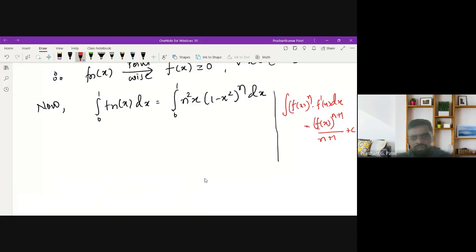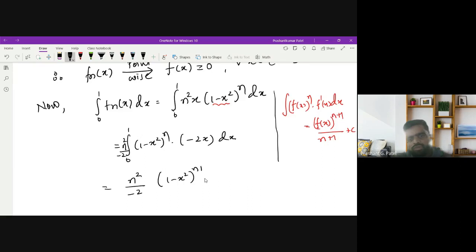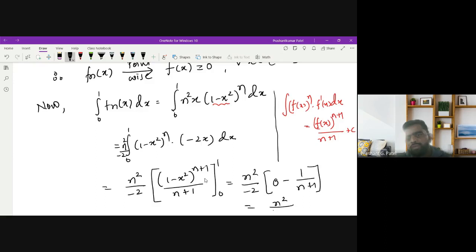Now what is this function f(x)? This 1 minus x square is f(x) power n. Its derivative is minus 2x. So I have to adjust that quantity here. This is the integration from 0 to 1. n square is constant, that I can take out. 1 minus x square power n into minus 2x, so I multiply by minus 2 and divide by minus 2, dx. So as per the argument, this is n square by minus 2 times 1 minus x square raised to n plus 1 upon n plus 1, with the limits from 0 to 1. If I put 1 here, 1 minus 1 becomes 0, and when I put 0 here, that is 1 upon n plus 1. So this is finally n square upon n plus 1, 2 times, because this minus and this minus become plus.